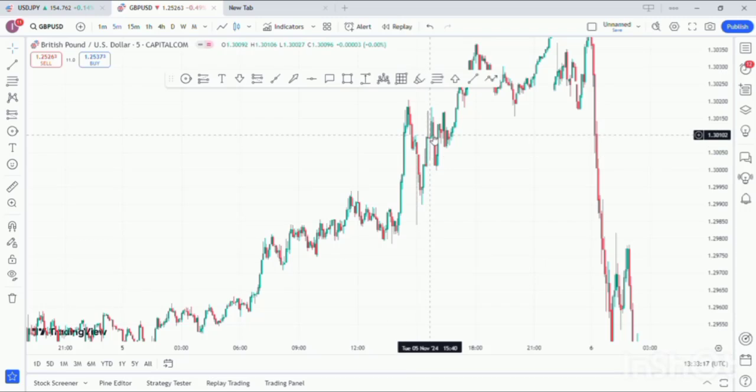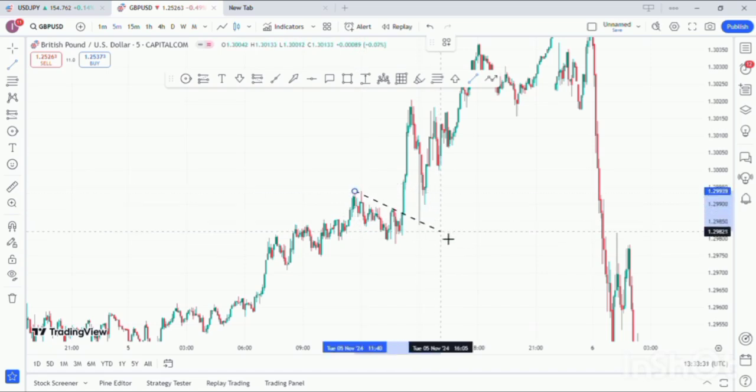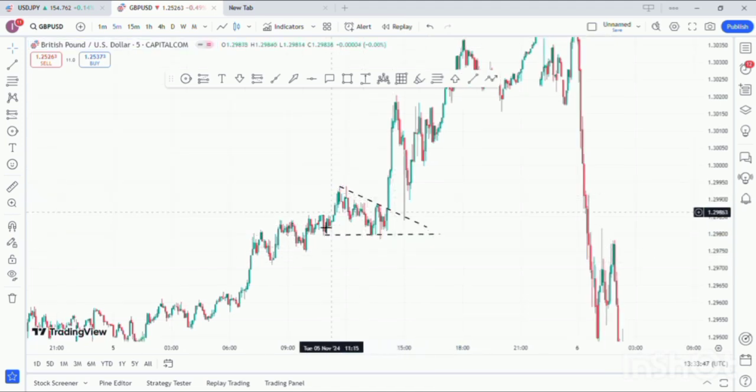Alright, so right here we have a perfect example of the falling wedge, guys. As you can see, price was on an uptrend on GBP/USD. So we are going to be marking out this zone right here. Just going to be marking this out right here. Okay, good. Then we are going to mark this out right here. So as you can see, we had an uptrend and then we had our corrective move to the downside.